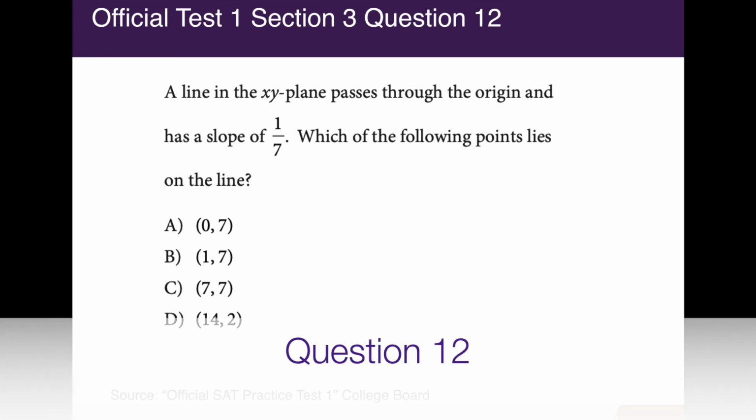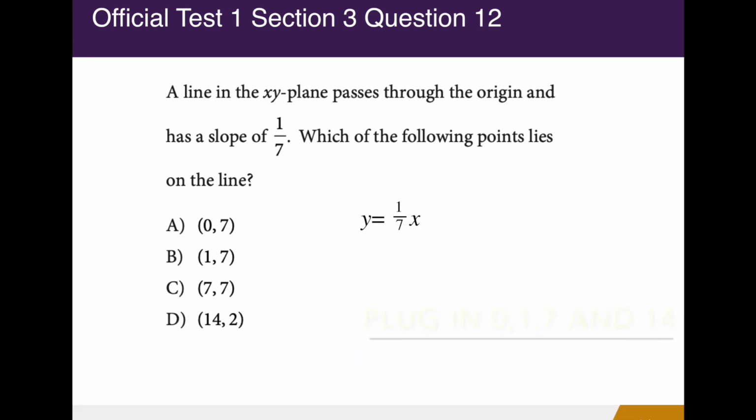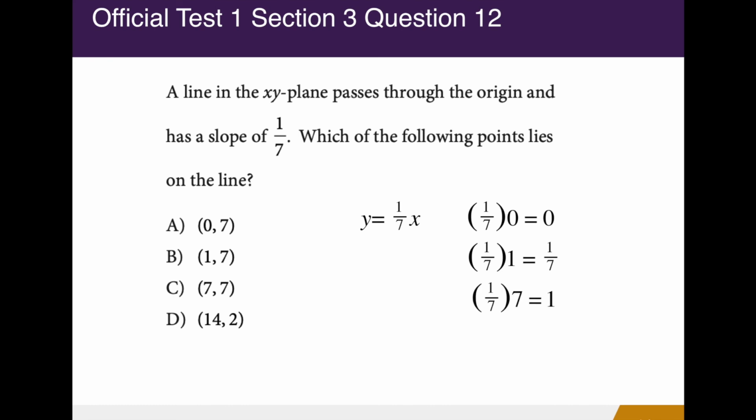A line in the xy plane passes through the origin and has a slope of 1 over 7. Which of the following points lies on the line? The equation is y equals 1 over 7 x, and we plug in 0, 1, 7, and 14 for x to see which option is correct. 1 over 7 times 0 equals 0, so A is not correct. 1 over 7 times 1 equals 1 over 7, so B is not correct. 1 over 7 times 7 equals 1, so C is not correct. 1 over 7 times 14 equals 2, so D is correct. So the answer is D.